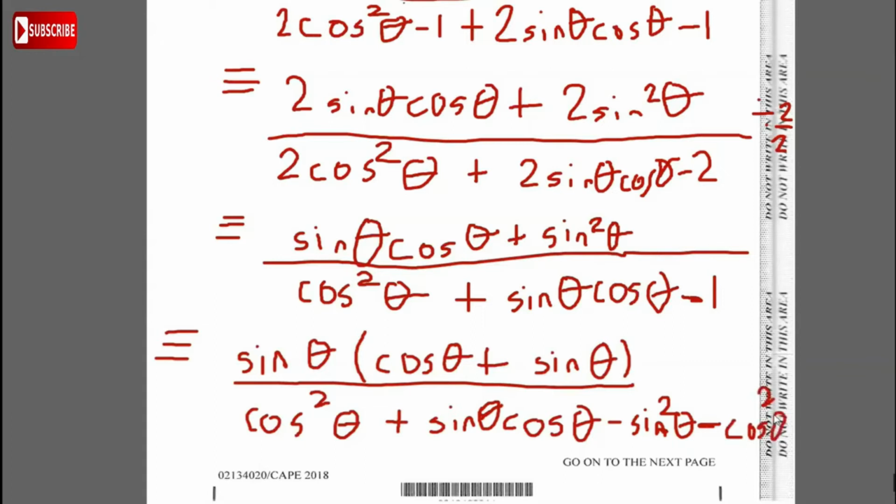All right. Now let's see what we have. We have cos squared and minus cos squared. These two cancel each other: cos squared theta cancels minus cos squared theta. Good. So we're just left with these two. We're nice now. We're almost done. So what we end up getting is sine theta times cos theta plus sine theta, over sine theta cos theta plus sine theta.